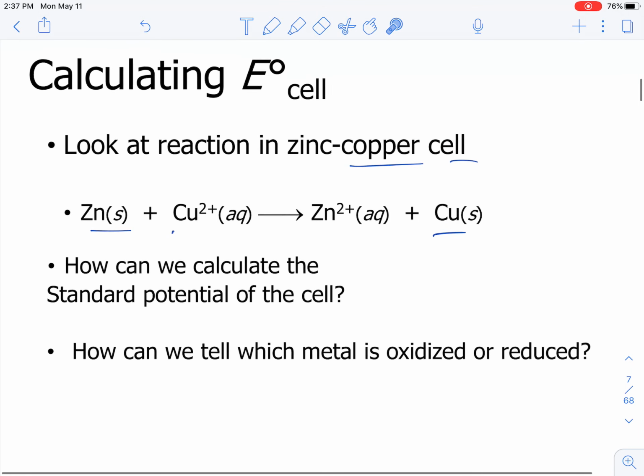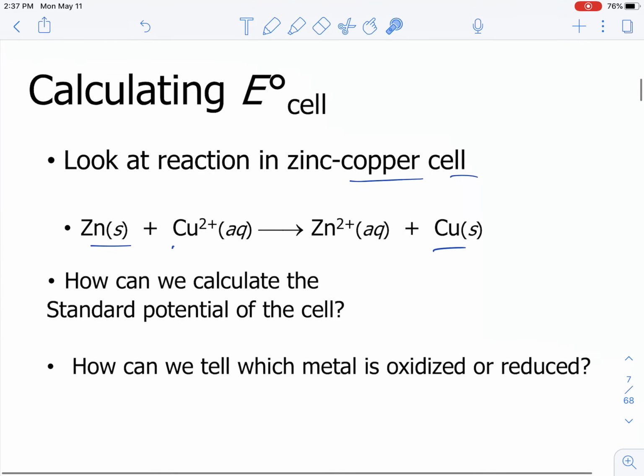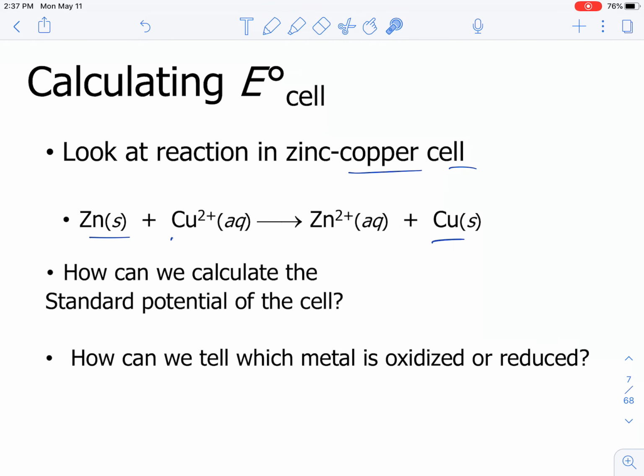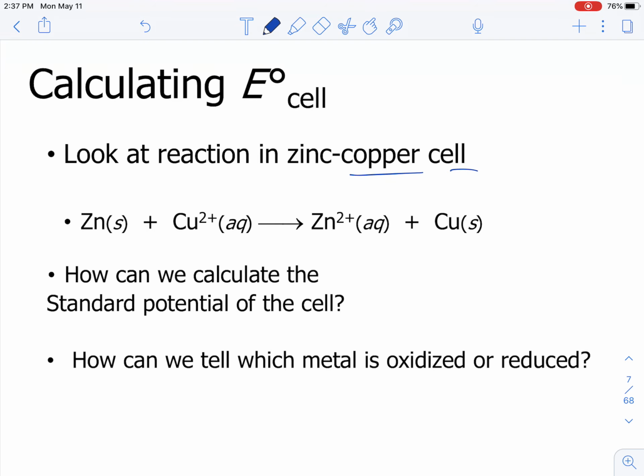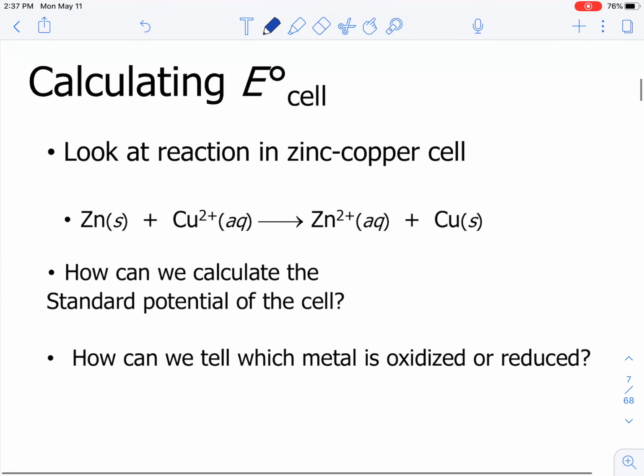And so here we have a zinc copper galvanic cell, and we can go ahead and write an overall chemical reaction such that we have this zinc solid reacting with this copper 2 ion to produce the zinc ion and copper solid, not copper 2 solid, just copper solid. And so overall, using this chemical equation that's written out for us, what we want to do is calculate the standard potential of this cell.